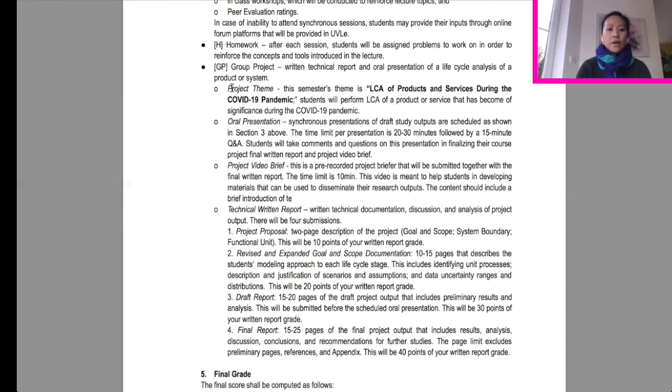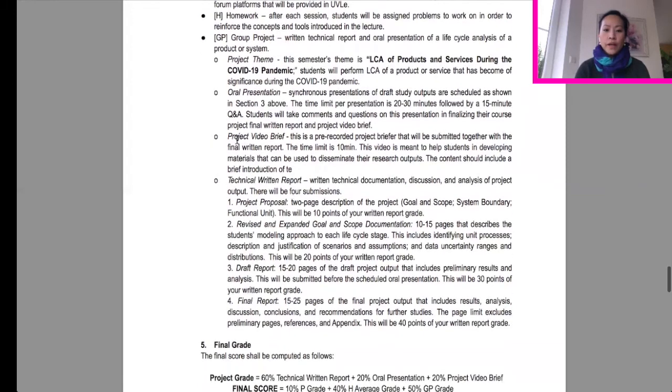Okay, in terms of the oral presentation, as you can see here, each of your main outputs have already been described here. So the oral presentation, for example, will have a time limit of 20 to 30 minutes, followed by a 15-minute Q&A. Okay. And then the project video brief, this will just be 10 minutes, summarizing the main things that you got out from your mini research.